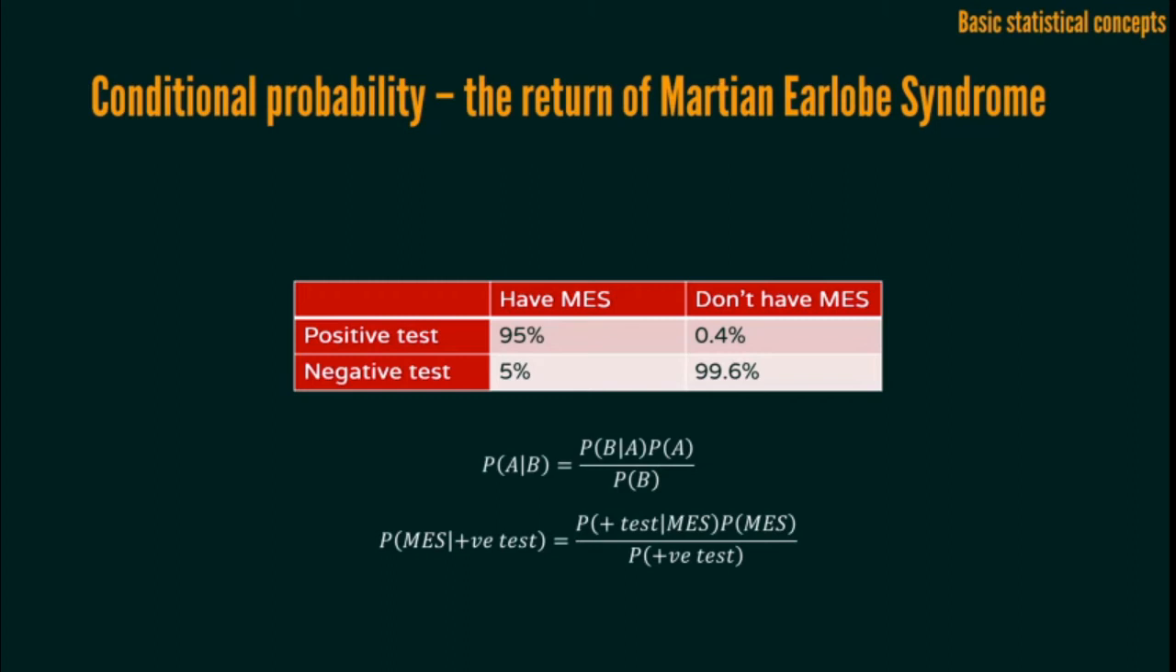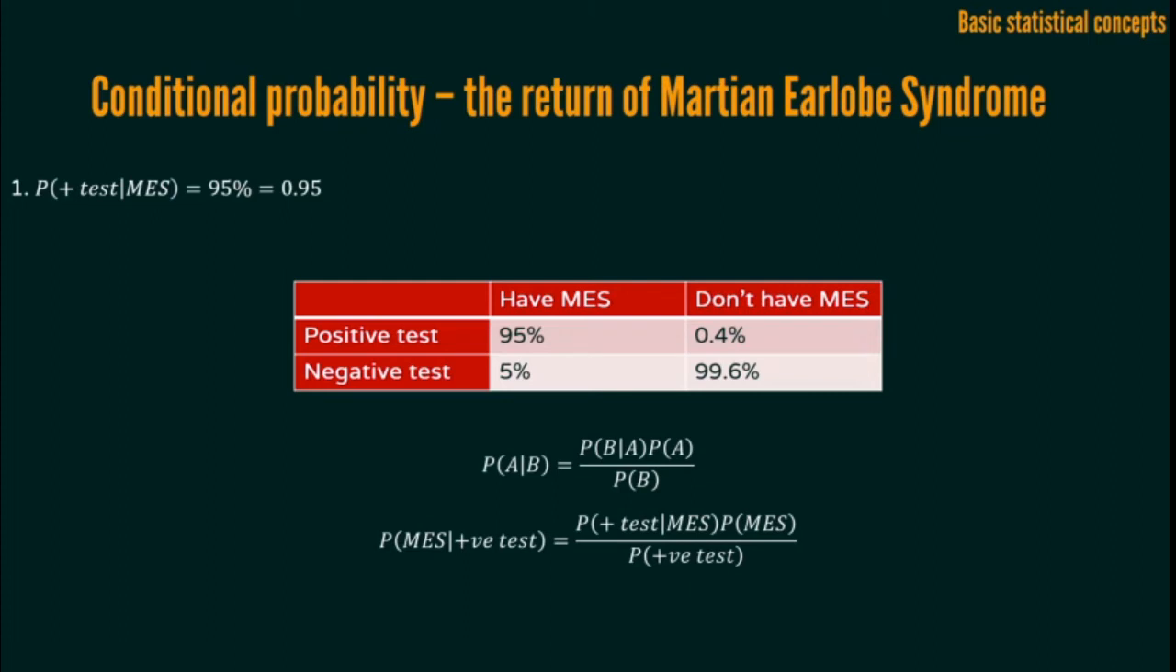Now pretty quickly you can see that we have one of the parameters in the equation. Our table tells us that if we have Martian earlobe syndrome, the chance of a positive test is 95%. So the probability of a positive test given that we have Martian earlobe syndrome is 95%. So we can put it in here. Let's make a note of that. The probability that we have Martian earlobe syndrome is the thing we don't know, so we'll leave that for now.